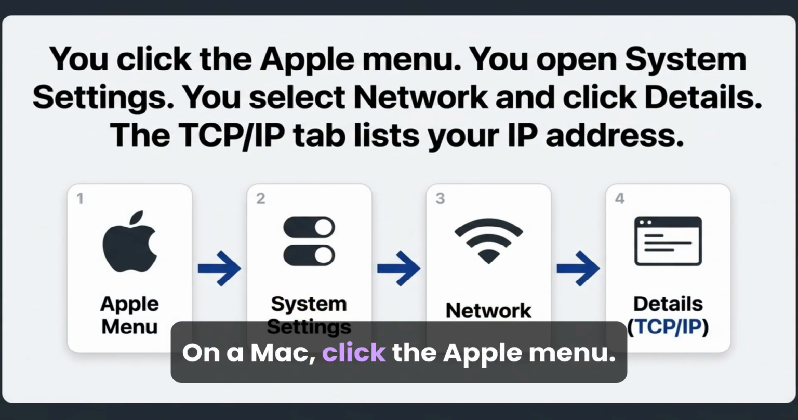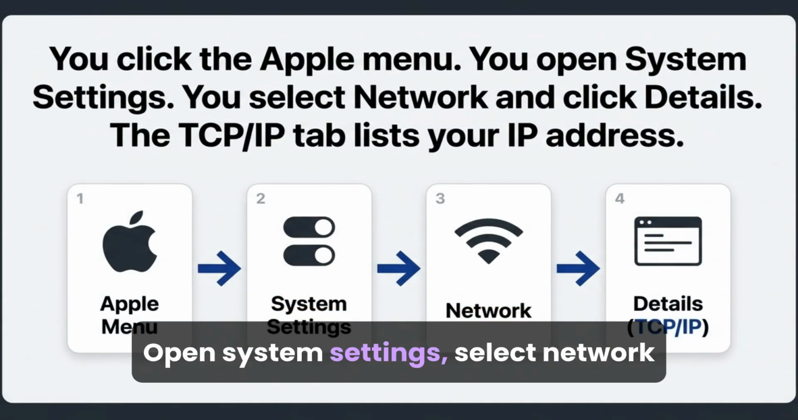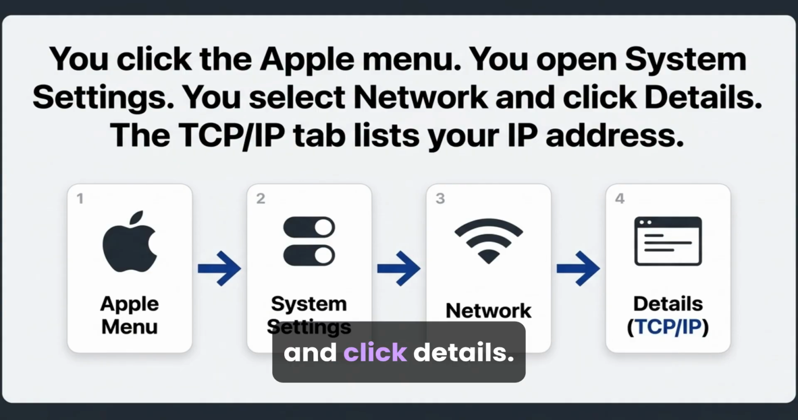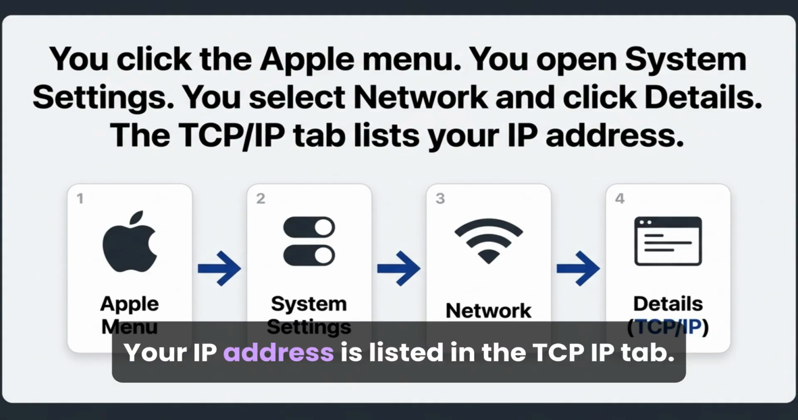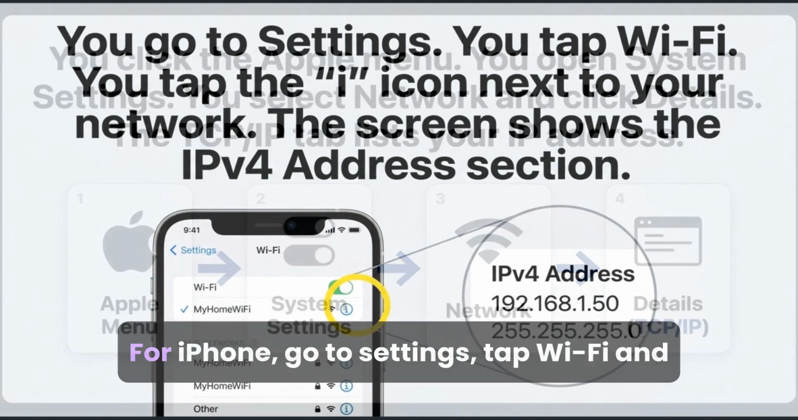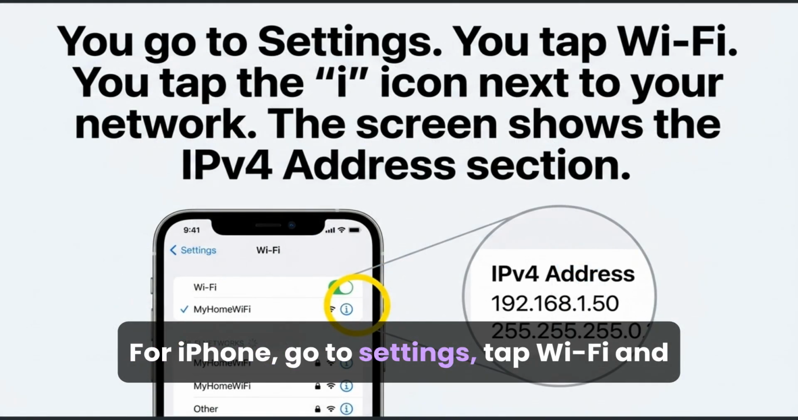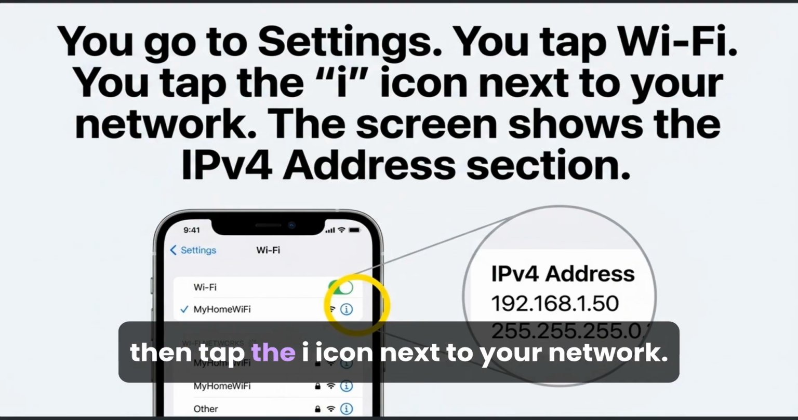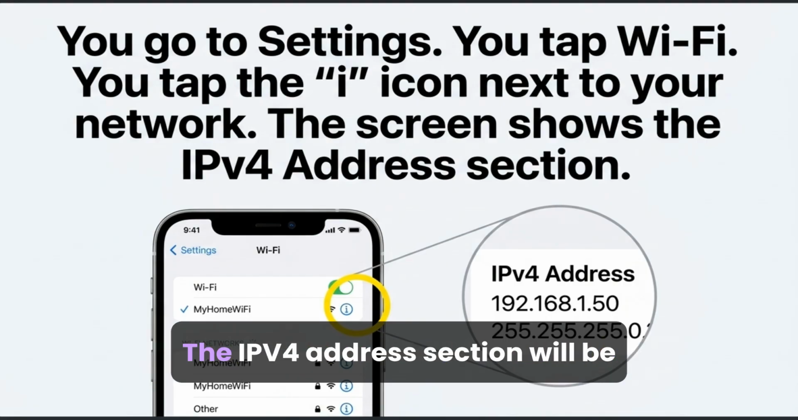On a Mac, click the Apple menu, open System Settings, select Network, and click Details. Your IP address is listed in the TCP/IP tab. For iPhone, go to Settings, tap Wi-Fi, and then tap the eye icon next to your network. The IPv4 address section will be displayed.